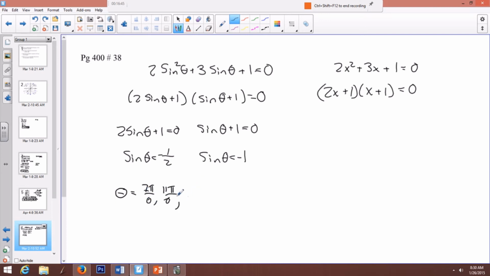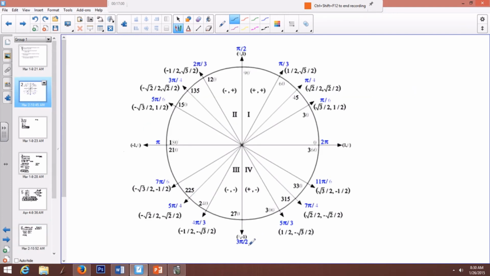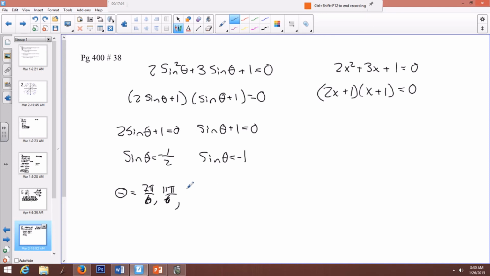Where is the sine equal to negative 1? The sine is equal to negative 1 in only one place, and that's right there. So this one only has one solution, and it is 3 pi over 2. Those are all the solutions for number 38.